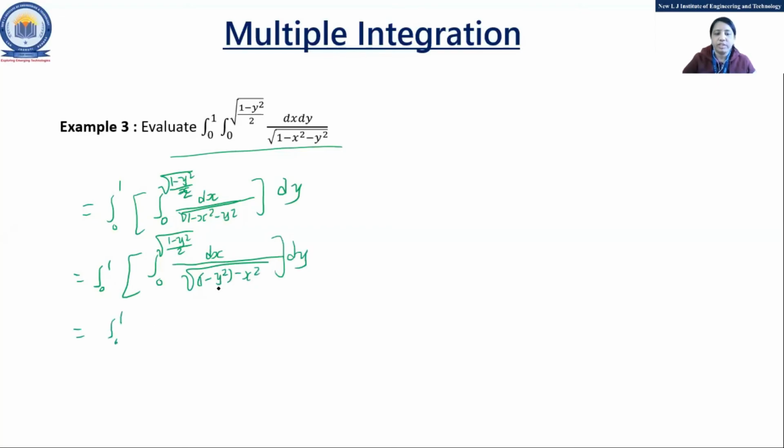So this is of the kind 1 upon under root a square minus x square dx. This is this kind of thing, right? So the integration of this is what? Sine inverse, right? It's in the form of sine inverse, yes.